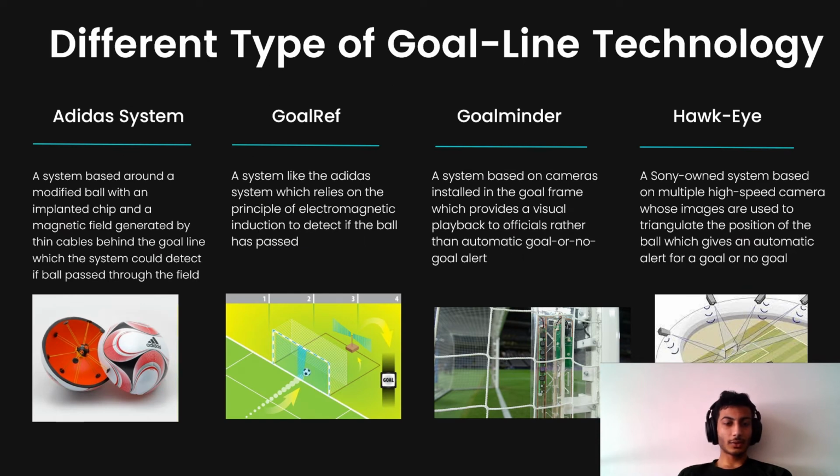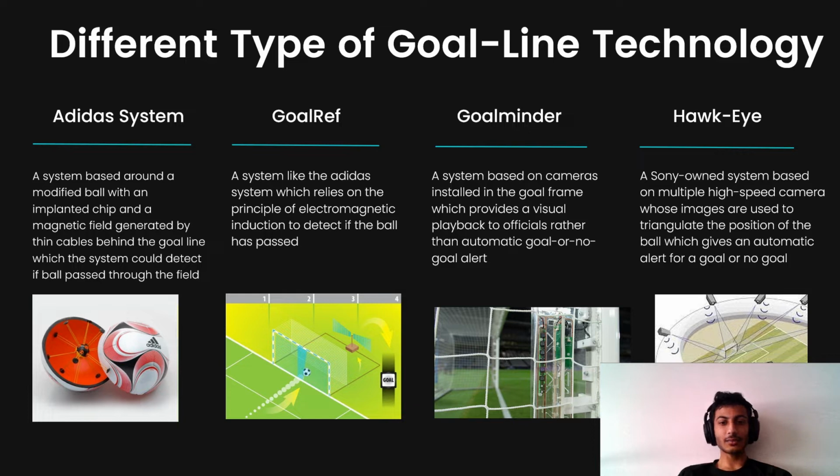The different types of goal line technology we mentioned, like there were eight proposed systems, and only two were shortlisted. We will be talking about four of the unique and commonly used ones. The first tech is the Adidas system, made in partnership with Kairos Technology. It mainly used a modified ball with an implanted chip inside the ball, and there were thin cables used behind the goal line which generated a magnetic field. Whenever the implanted chip crossed the magnetic field, it could easily detect when the ball was passed, and the referee would be notified within a second.